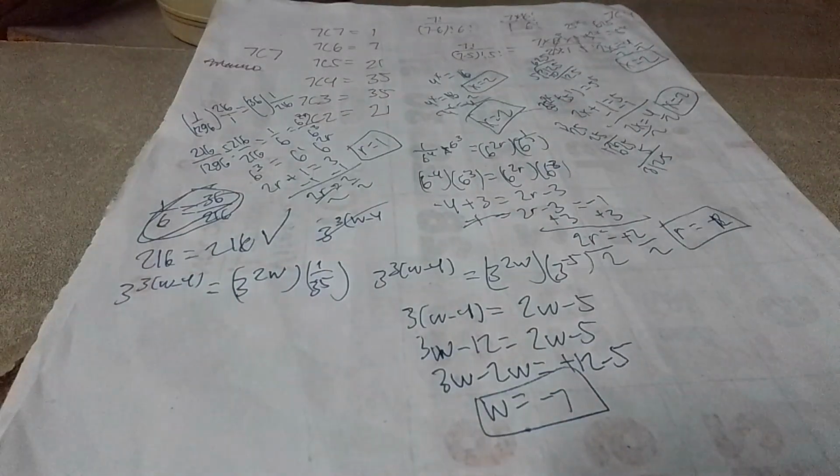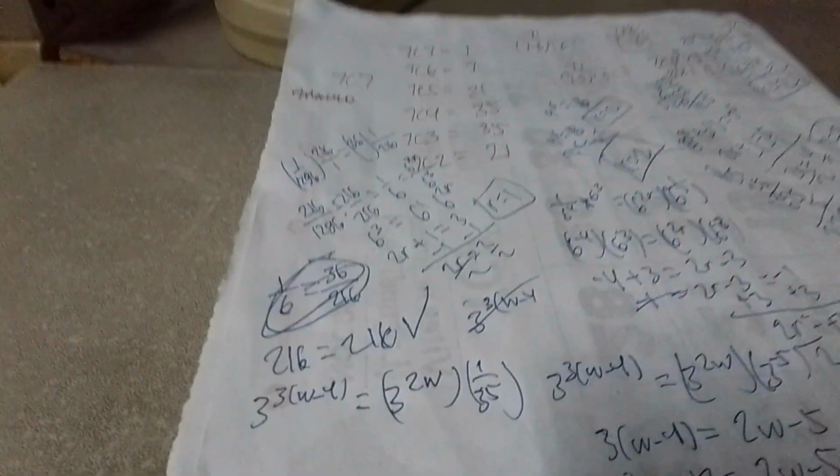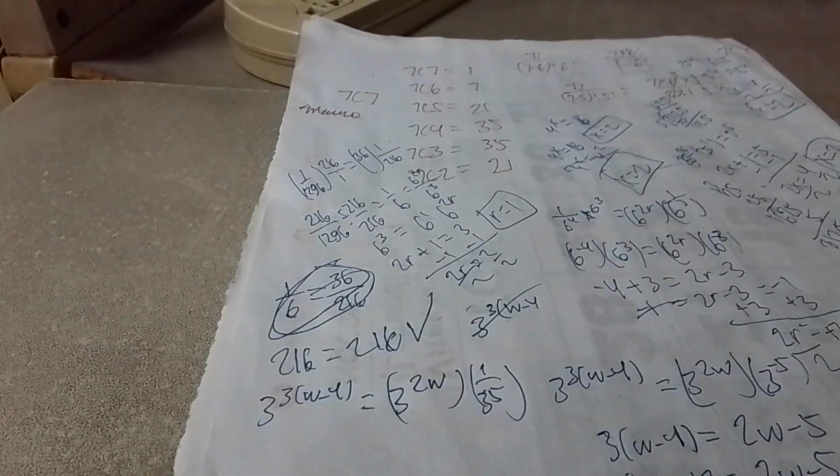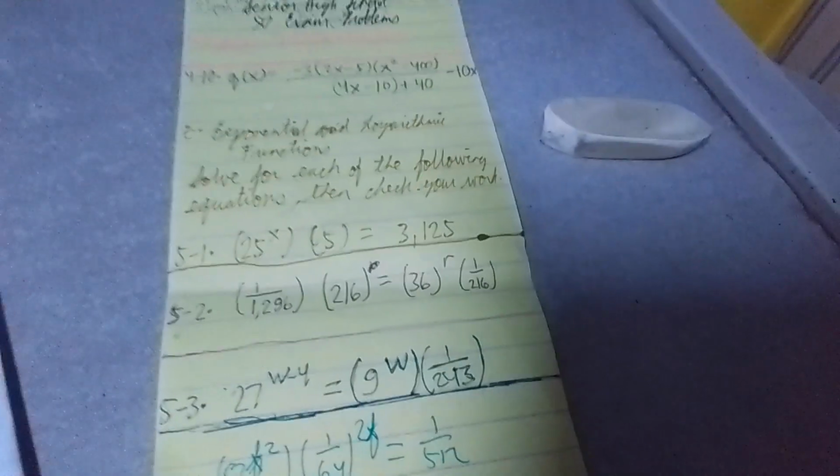Is that right? Let's check our answer. Going back to our original equation, we have negative 7 minus 4. Negative 7 minus 4 is negative 11. Ayan, that's supposed to be positive 7 pala. Kasi yun that's positive, di ba? Because 12 minus 5 equals 7. So yan, let's go back to our equation.